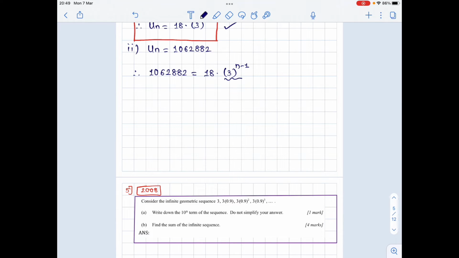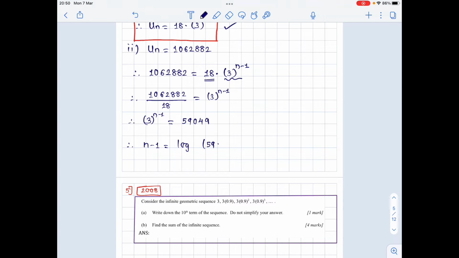To isolate this term, first we need to get rid of this 18. It's a multiplication, so divide both sides by 18. So you will get 1062882 divided by 18 is equal to 3 raised to n minus 1. So 3 raised to n minus 1 is equal to 59049. You know the logarithmic rules. If I want to bring down the unknown power, we have to use the logarithmic rule. So this becomes n minus 1 is equal to log of 59049 to the base of 3.